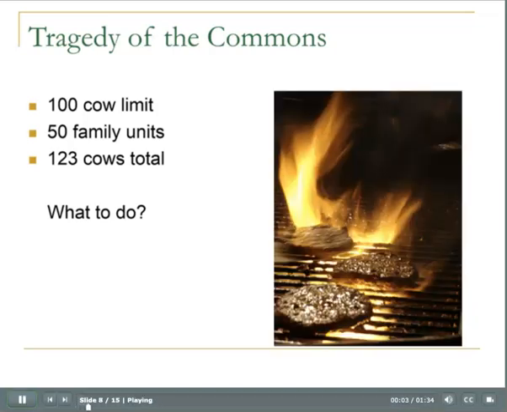Now, given the numbers, most groups presented with this problem determined that each household should have a 2-cow limit. This agreement will keep the community within the 100 cow limit and thereby avoid overgrazing the commons. It seems like a fairly reasonable way to go about it.